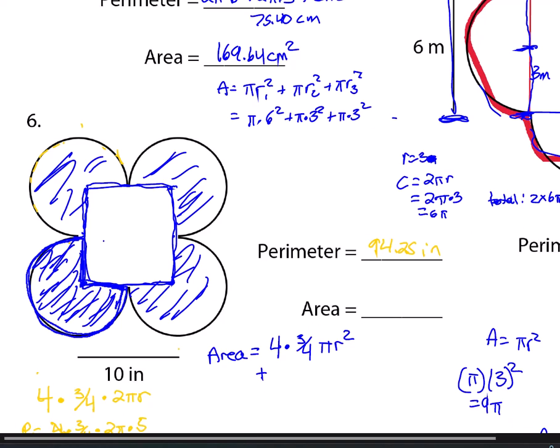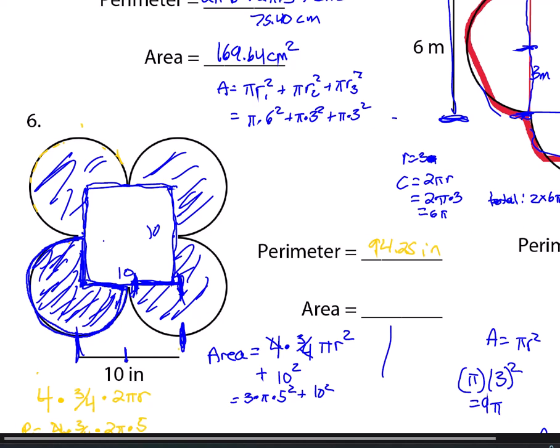Now, the distance from this side to this side is 10. These are circles, it has to be symmetric, so that side also has to be 10. The area of a square is side squared, so that's 10 squared. So 4 times 3/4 times pi r squared, the 4s cancel, and so I get 3 times pi times r squared. Now the radius of the circle, if from here to here is 10, then to go from here to here must be 5. So r is 5, so that's 5 squared. Plus, we had this 10 squared from our square. So I have 3 times pi times 5 squared plus 10 squared.